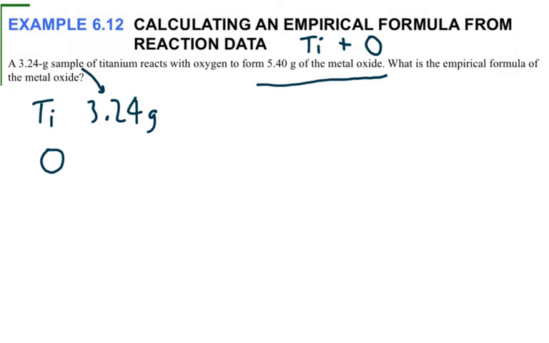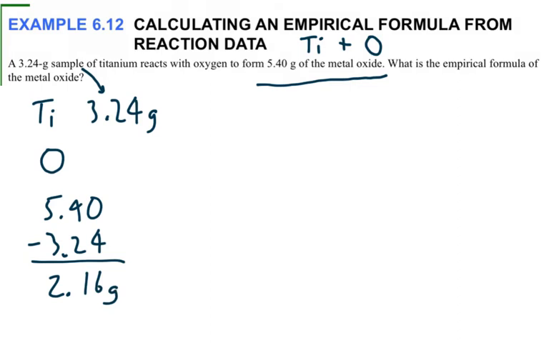We know that the compound has a mass of 5.40. And we know that this compound consists of titanium and oxygen. So look what we're going to do. When you subtract 5.40 minus 3.24, the difference is going to be the mass of oxygen, which is 2.16 grams. Notice that 2.16, which is the grams of oxygen, plus 3.24, which is the grams of titanium, adds up to the mass of the sample. So now we're back to square one. We have the grams of both elements.